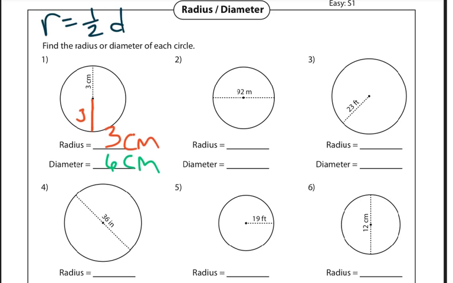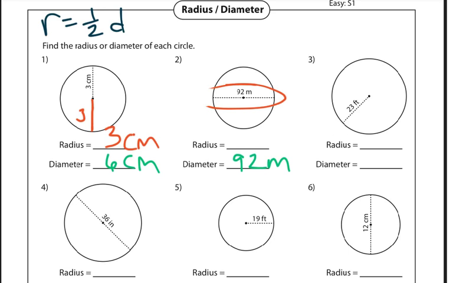And let's look at the next one. In number 2, what did they tell us? Did they tell us the radius, or did they tell us the diameter? And look at what they told us. They told us all the way across. So they told us the diameter. So let's write that in. So they told us the diameter. And that's all the way across.